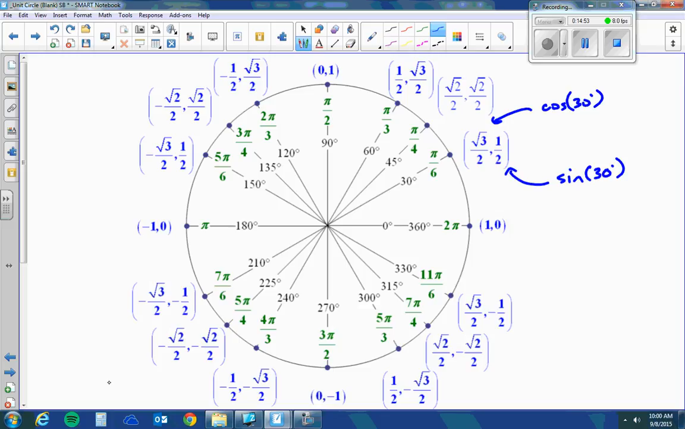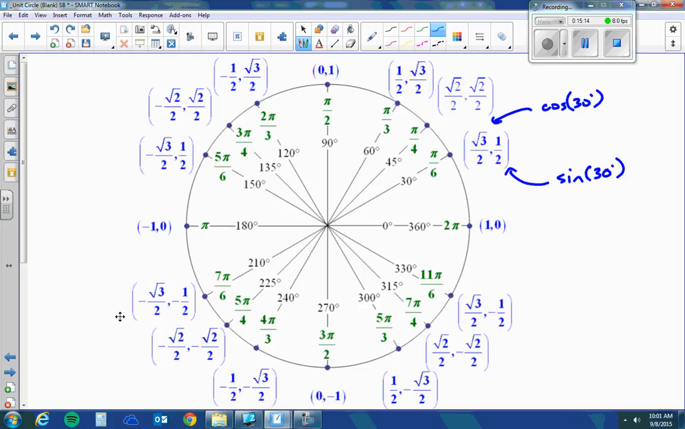So what is cosine of 210 degrees? Cosine is negative square root of 3 over 2. Sine of 210 degrees is negative 1/2. Okay? What's cosine of 270? Sine?